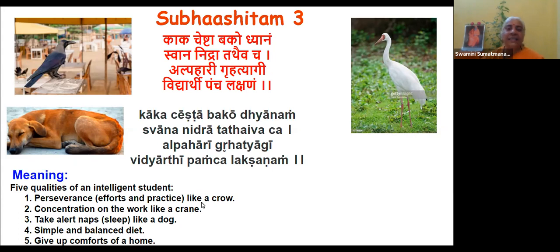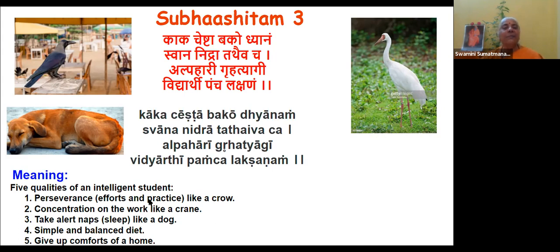So a Vidyarthi, who is a Vidyarthi? A student. So these are the 5 qualities that a student must possess. What? The persistence of a crow, the concentration of the crane, and to take, like the dog, Swana Nidra. How does a dog sleep? It will sleep a very light sleep, and the moment there's a sound, it will get up. So like that, we have to sleep soundly, of course, but also be very alert.